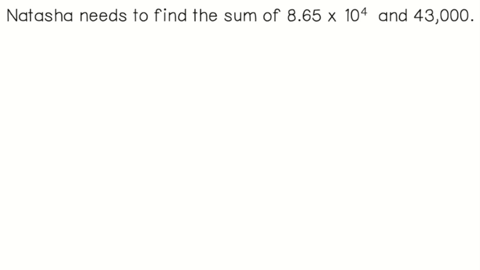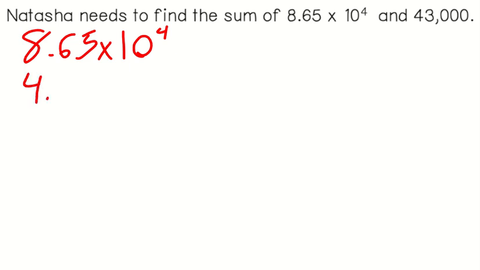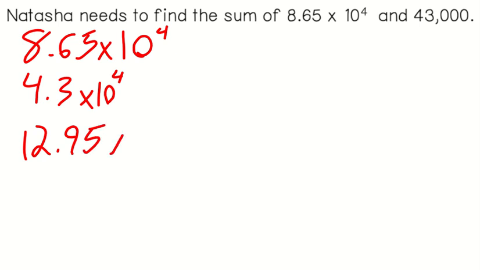So I've got 8.65 times 10 to the 4th power, and I got 43,000. How do I write 43,000 as scientific notation? 4.3 times 10 to the 4th power. So look, my exponent, whoops, I forgot the 10. My exponents are the same then, right? So now I could do 12.95 times 10 to the 4th power. There is a problem with that. I'm going to come back to that, okay?